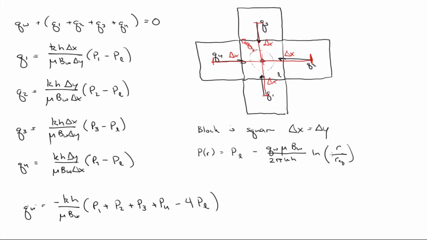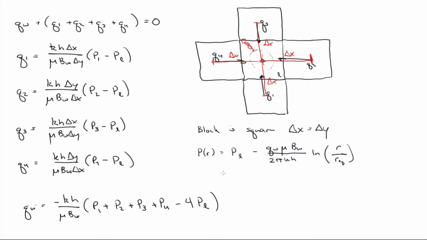So then, if we now evaluate the solution to the diffusivity equation at R equals the center of the neighboring grid block, right? So if R is equal to the center of the neighboring grid block and they're all delta x apart, what is R? Delta x, okay? And what's the pressure at the center of the neighboring grid block? It's P1, P2, P3, or P4, right?